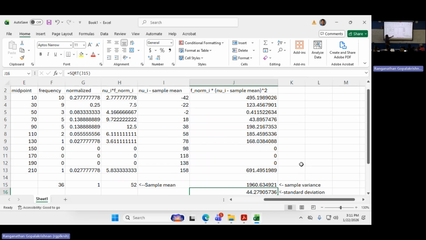So 52 plus 44 is 96. What is 52 minus 44? 8. Right? So the first thing you have to check is whether between 8 and 96, that's 68% of the data lies. How will you check that?